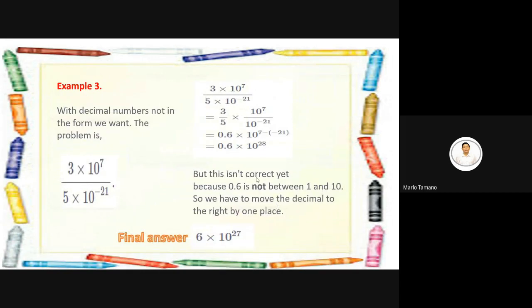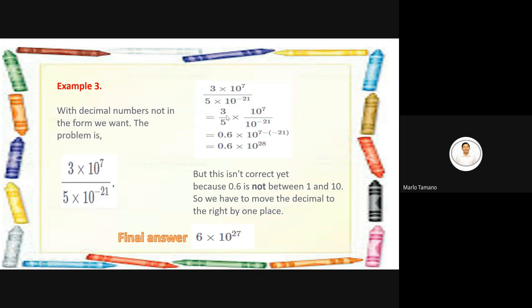Example number 3. Okay? So, ito po yung ating example number 3, with decimal numbers not in the form we want. The problem is 3 times 10 to the 7 divided by 5 times 10 to the negative 21. Okay, so i-break po natin, hiwalay natin yung coefficient. So, 3 over 5 times, i-break din po natin yung 10 to the 7 at saka yung 10 to the negative 21. Ito na po siya. Magkahiwalay na po sila. Naintindihan?